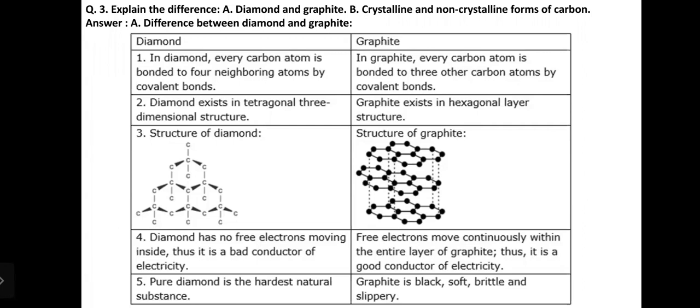Next difference between diamond and graphite is that pure diamond is the hardest natural substance. Diamond is very hard and it is the hardest in the world. And graphite is black, soft, brittle, and slippery. Graphite is not very hard. Its color is black, and it is soft, brittle, and slippery in nature. So these are the 5 differences between diamond and graphite given in this question.